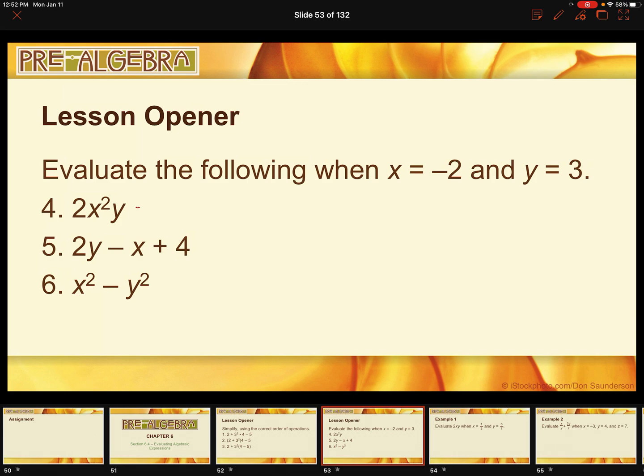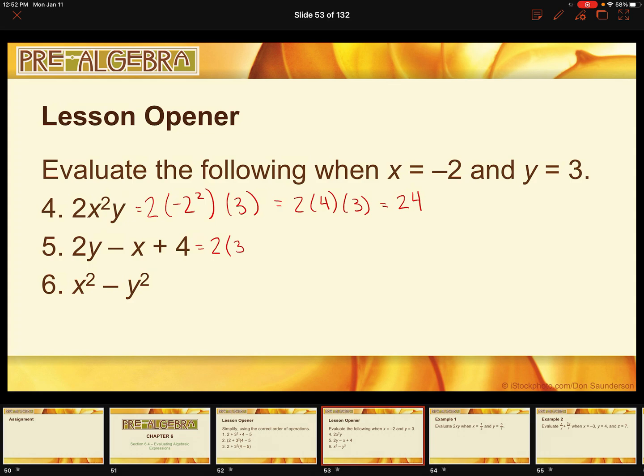Evaluate the following when x is negative 2 and y is 3. So I'm going to plug those values in first. I'll have to do my exponents first. Negative 2 times negative 2 is positive 4. And then I can just multiply across. 2 times 4 is 8, times 3 is 24.